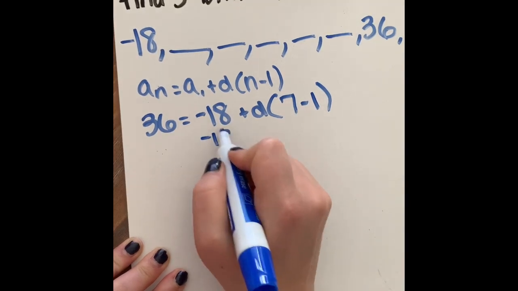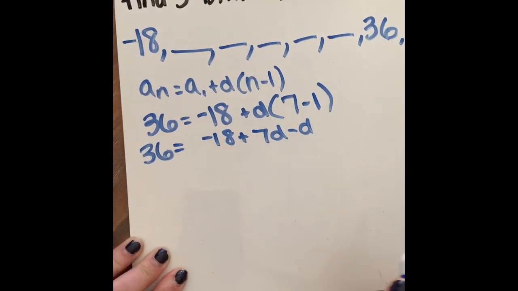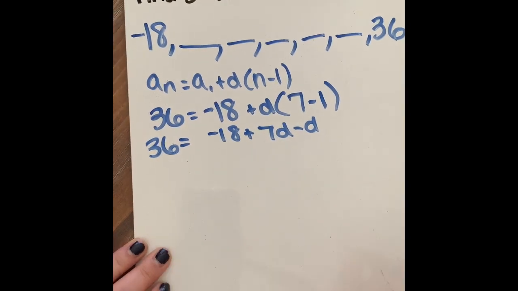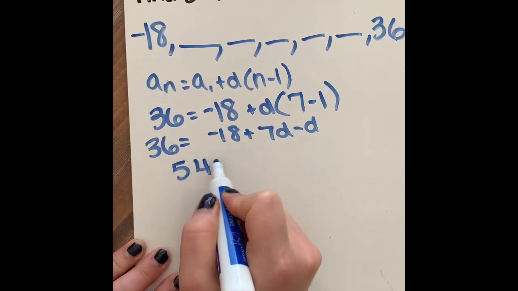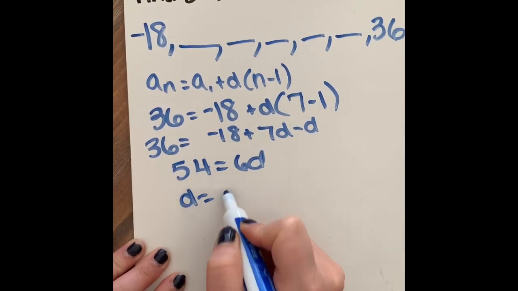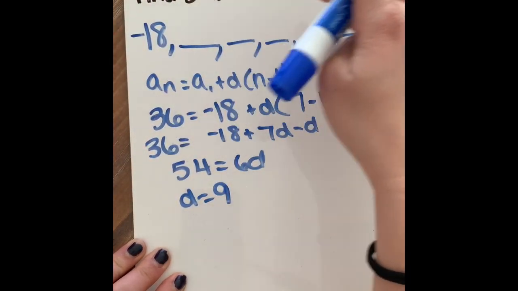Distributing that out, we've got negative 18 plus 7d minus d is equal to 36. And then we can go ahead and simplify this. When we add and combine like terms, we have 54 is 6d, and d is equal to 9. So that means that the common difference is 9. So you're going to be adding 9 each time.